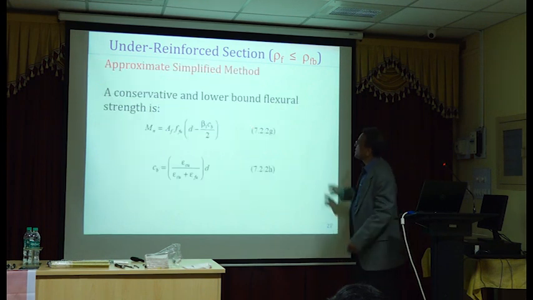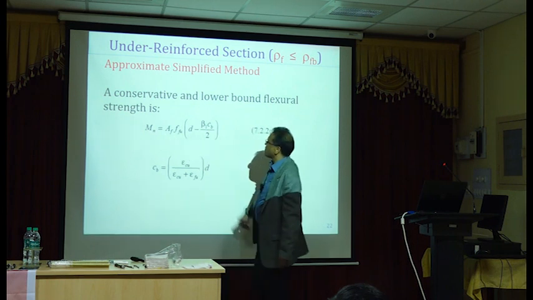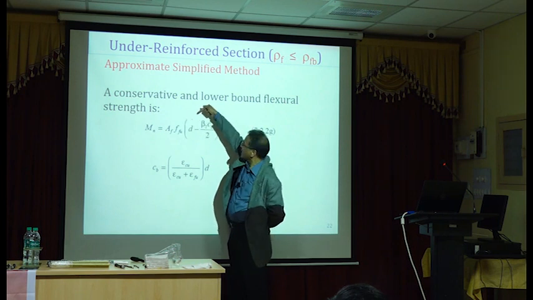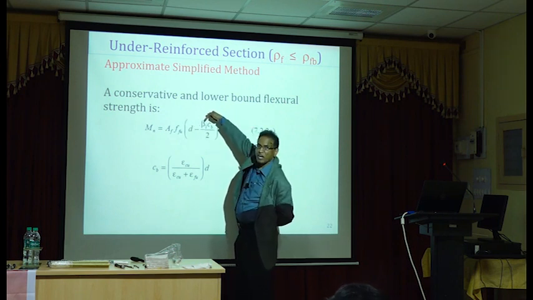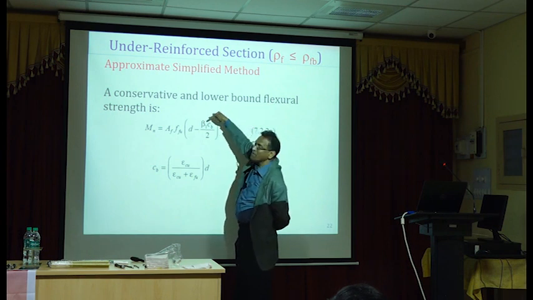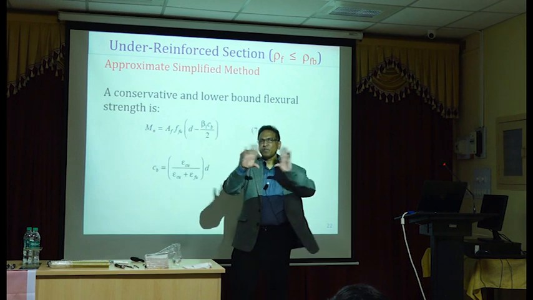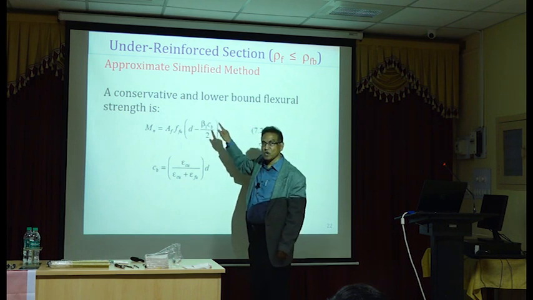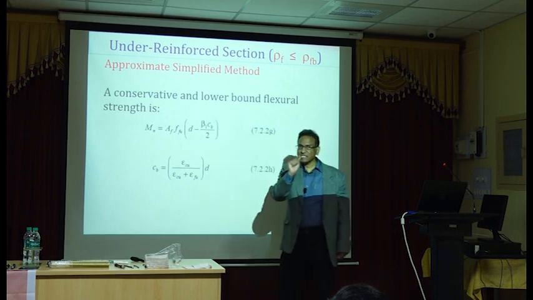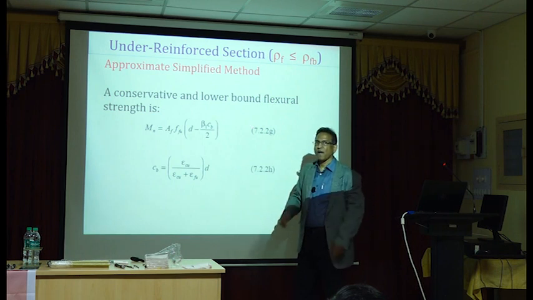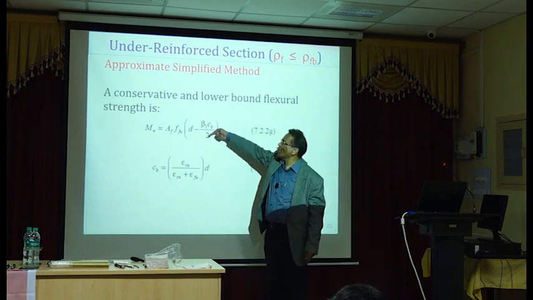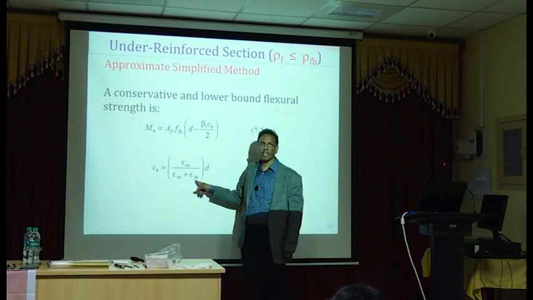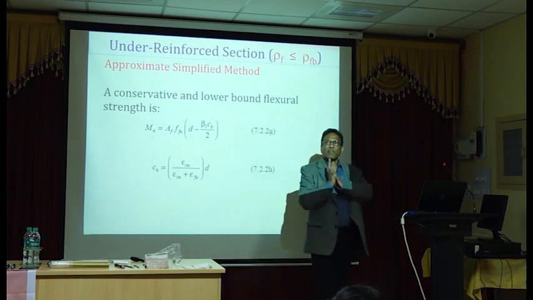So ACI approximate method gives you Mn equals AF FU. AF is known, FFU is known, right? D minus beta 1 is based on F prime C, which is also known. CB is also known quantity, right? That's our starting point. Remember, we started with balanced condition. So as an approximation, you can use CB here, which is not accurate, but which is slightly conservative. That means it's more safe. Okay? CB over 2. That's all. Where CB is defined as epsilon Cu over epsilon Cu plus epsilon Fu times D. Is that clear to all of you?